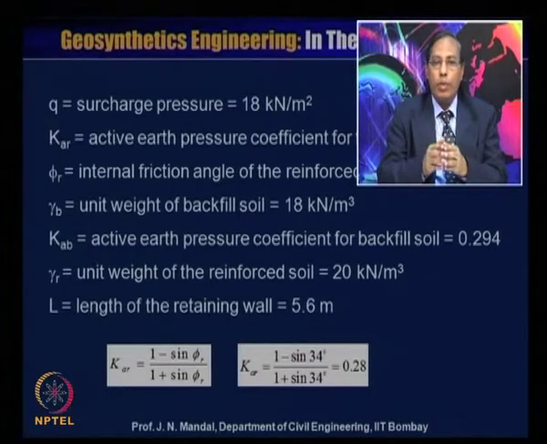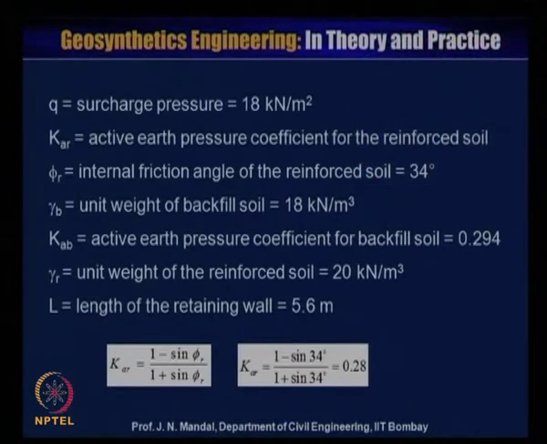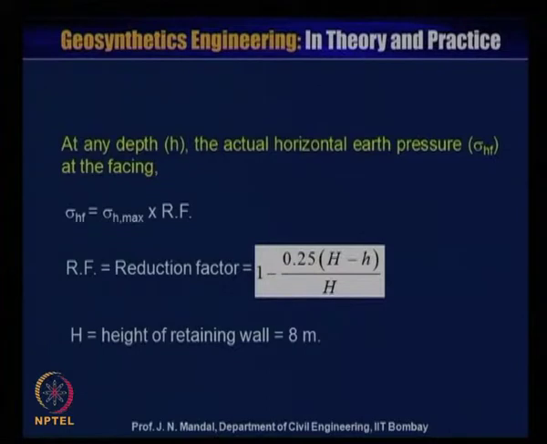Gamma B, the unit weight of the backfill soil, is given as 18 kilonewton per meter cube, and KAB, the active earth pressure coefficient for the backfill soil, is 0.294. Gamma R, the unit weight of the reinforced soil, is 20 kilonewton per meter cube, and L is the length of the retaining wall, that is 5.6 meter. Now at any depth you have to calculate what will be the actual earth pressure, that is sigma HF at the facing.